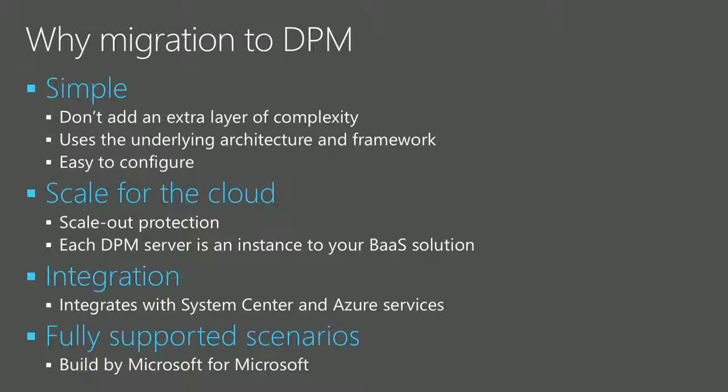You don't do that with DPM because it will understand the underlying and work with the underlying architecture and framework of the Microsoft products. It does it really, really well, and it's easy to configure. It will scale for the cloud, meaning that with the scale-out protection, you're able to protect large, and I mean large, Hyper-V cluster environments, really large. And each DPM service that you deploy will be an instance to your BAAS.